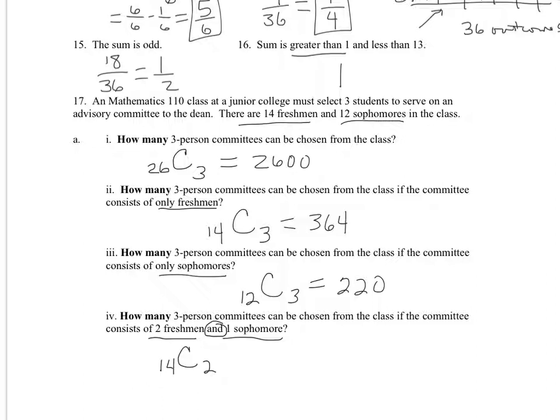The number of sophomores, it's still a combination. I have 12 sophomores I can choose from, and I'm only going to pick 1 of those. And if you remember, when you see the word and, you have to remember to multiply those together. Or means add, and means multiply. And if I do that, I'm going to come up with 1,092 different ways that that committee can be formed.